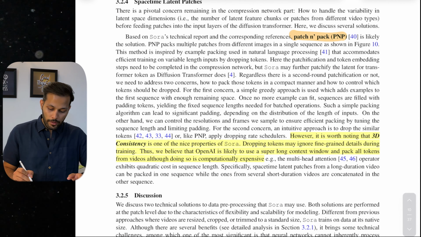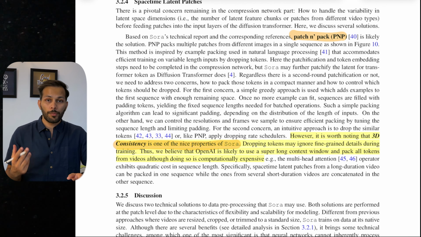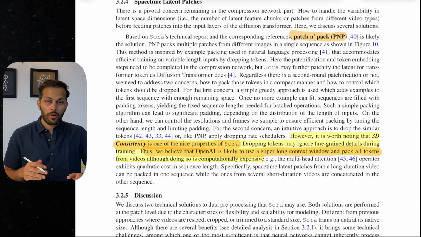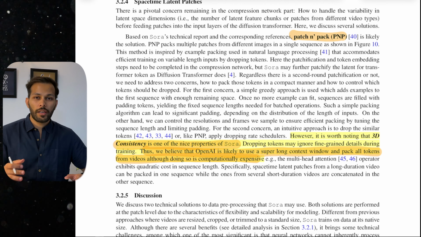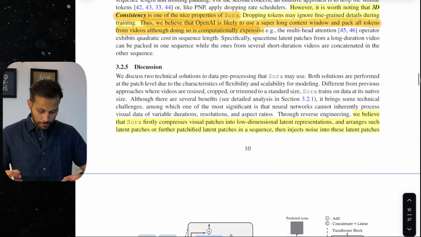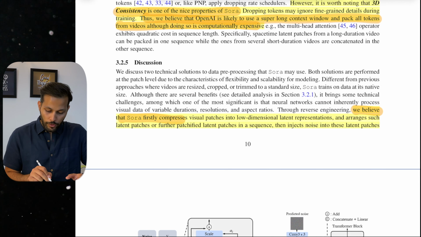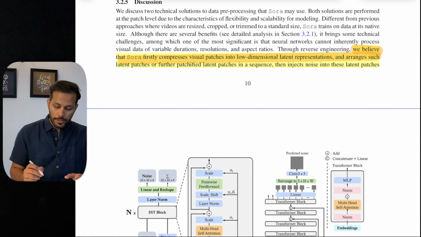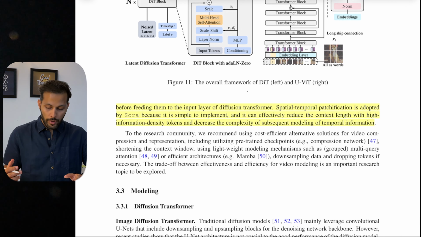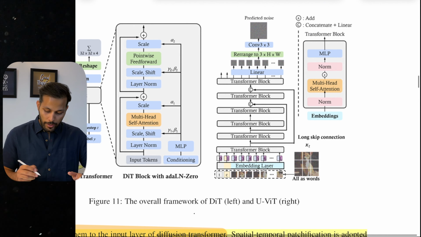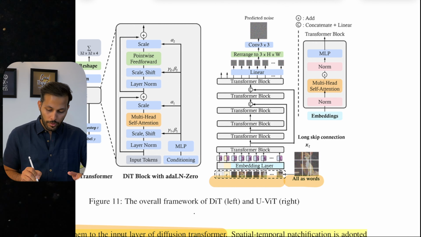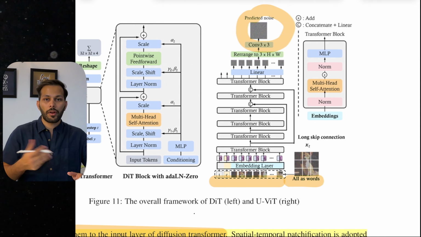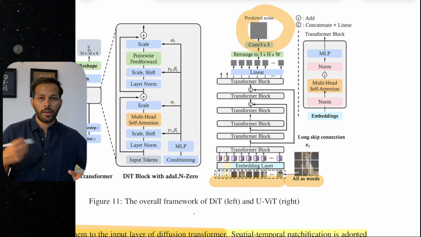However, what they mention is that the 3D consistency of Sora is superb, and thus they believe that OpenAI is likely to use a super long context window for Sora instead of dropping any of these patches, which could also make it very computationally expensive. What they conclude from this discussion is that Sora first compresses visual patches into low-dimensional latent representations and then arranges these latent patches along with the noise before feeding it to the diffusion transformer model. This is the representation of a ViT model in which the patches of images are sent into the transformer model, and from this model you are able to then generate the predicted noise, which is then subtracted from the image or the video to generate higher quality images.